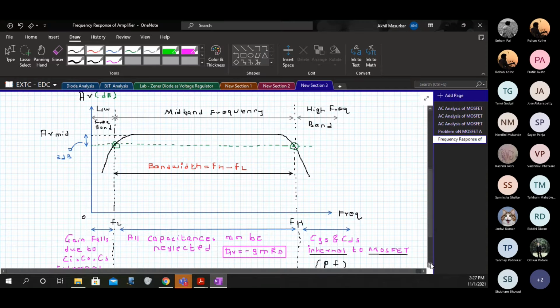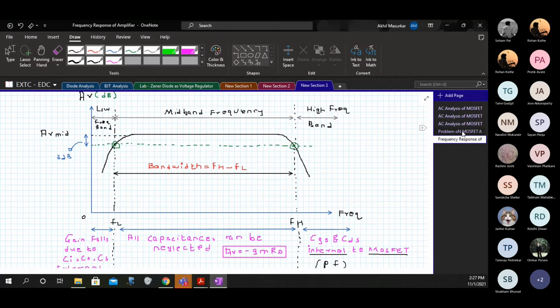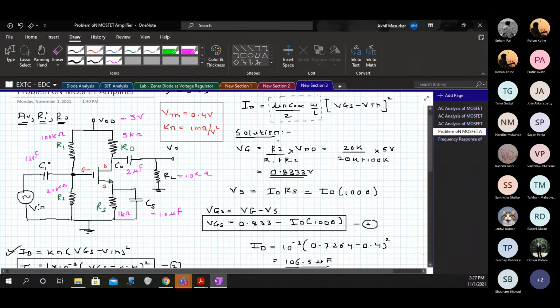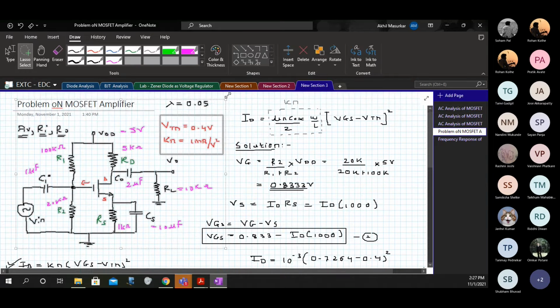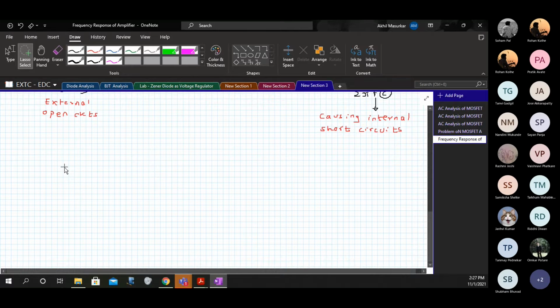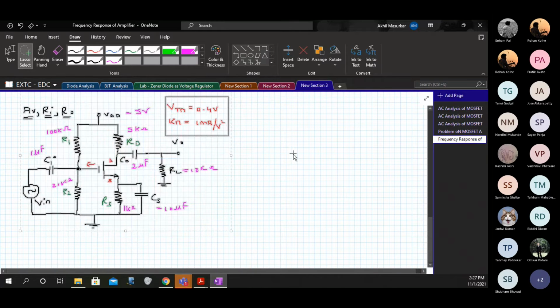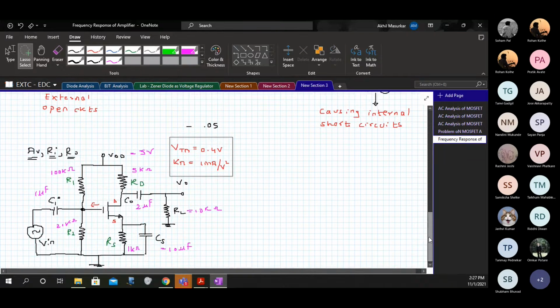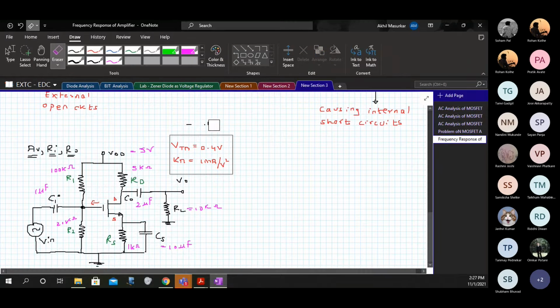Now with respect to MOSFETs, we need to understand what this thing actually means. So we just saw this circuit, right? So I'm just taking this circuit for our reference. It's nothing to do directly with anything. You can just delete all this.